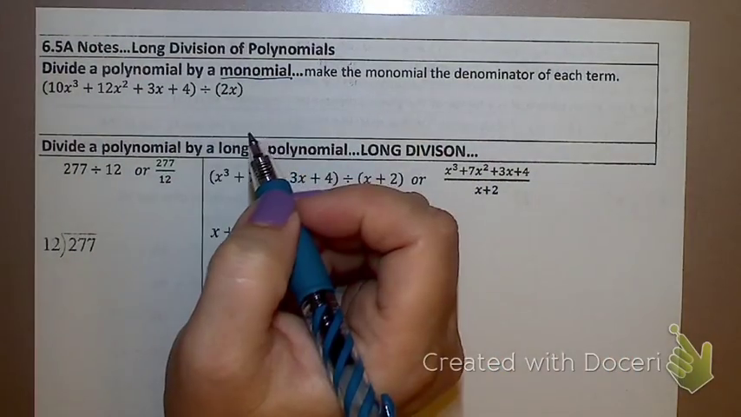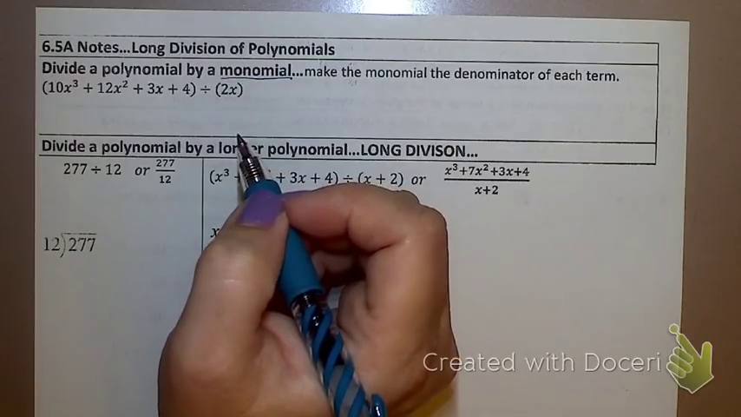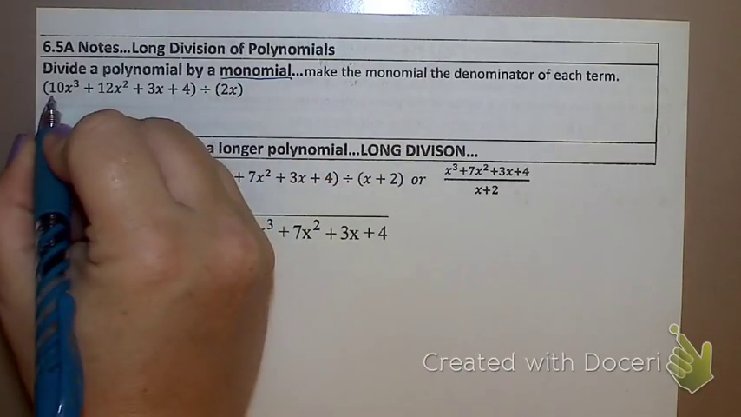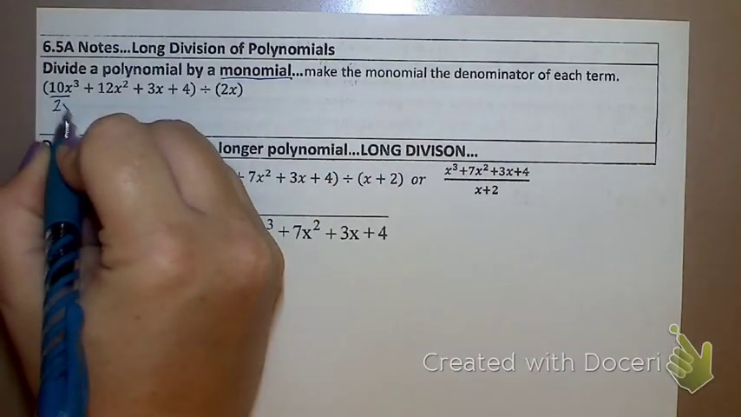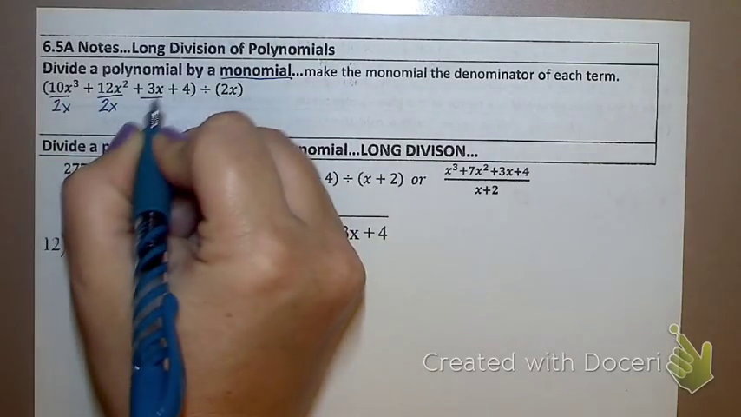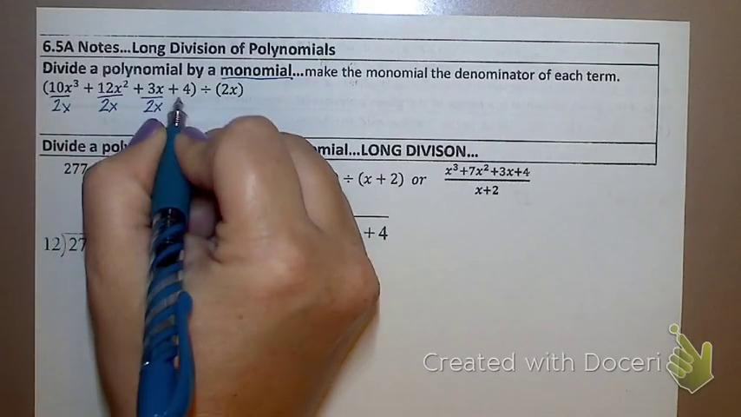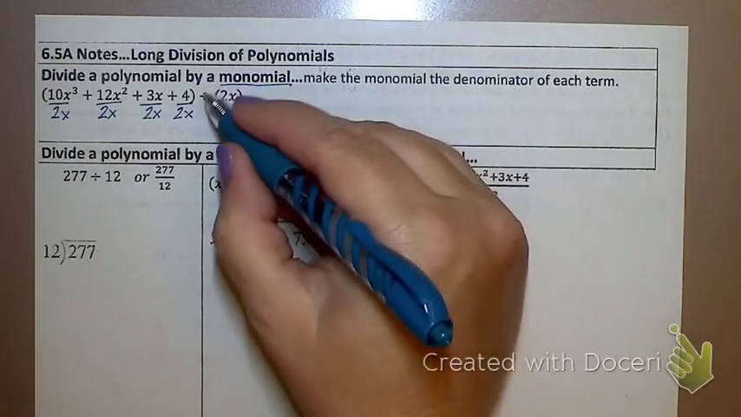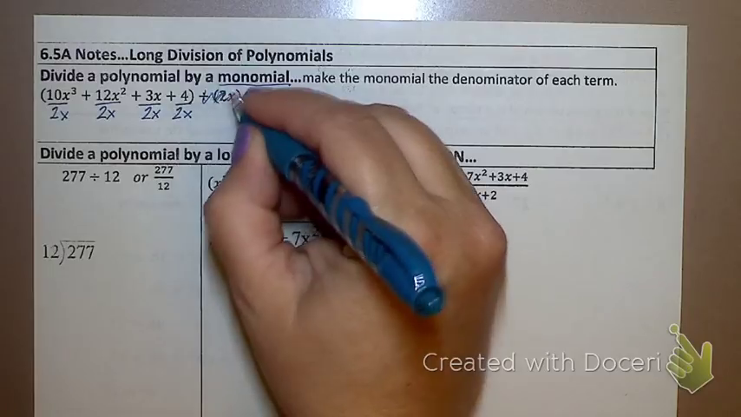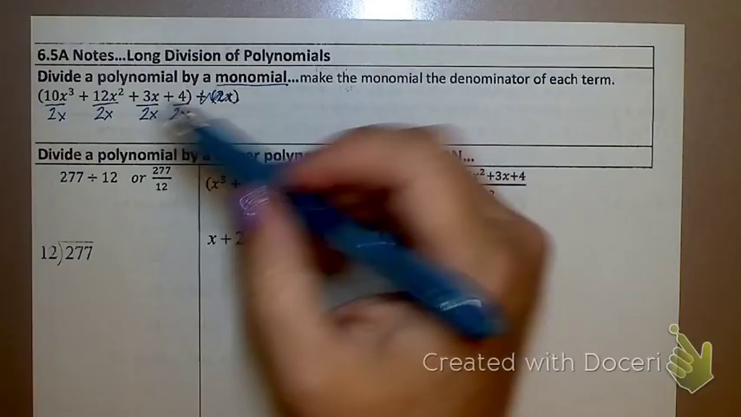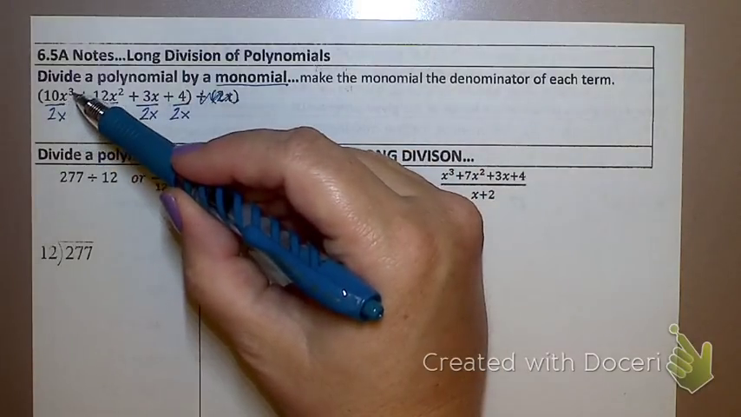What's the monomial that my polynomial is being divided by? 2x. So here's how I divide by a monomial. You ready? I put that monomial under each term. And then I simplify those terms. So instead of writing the divided by 2x here, I just put each one over 2x, and then I'm going to reduce the fractions.